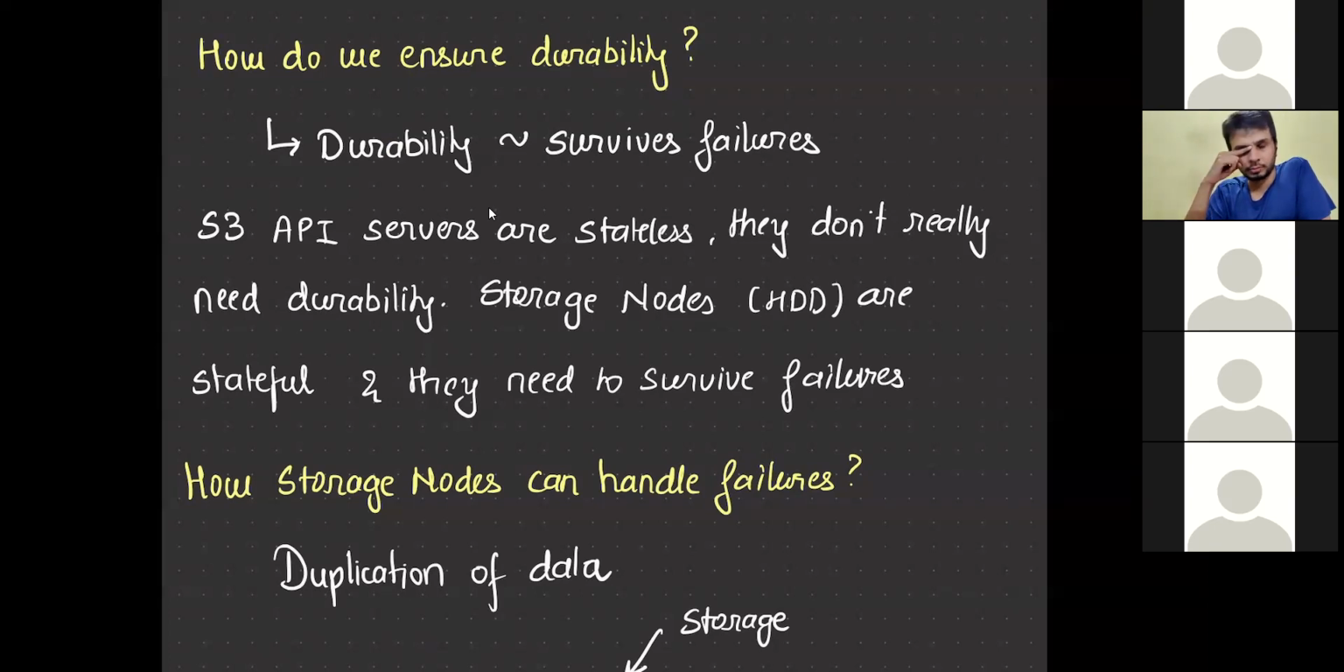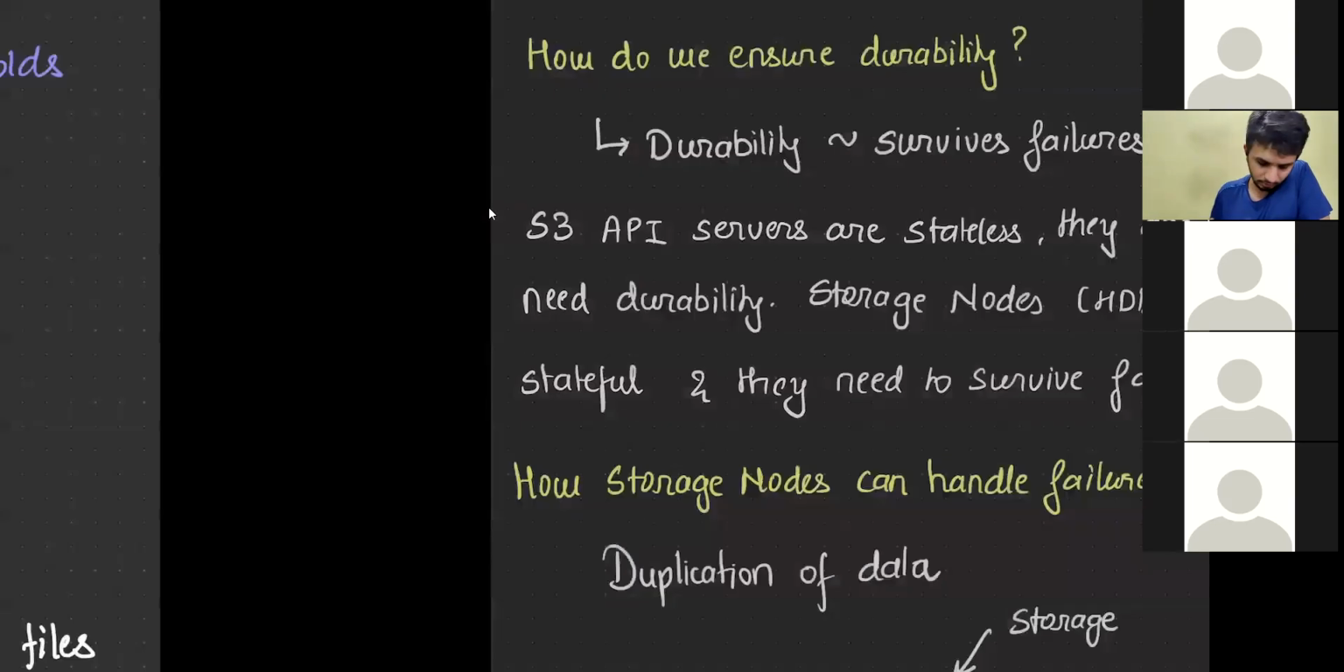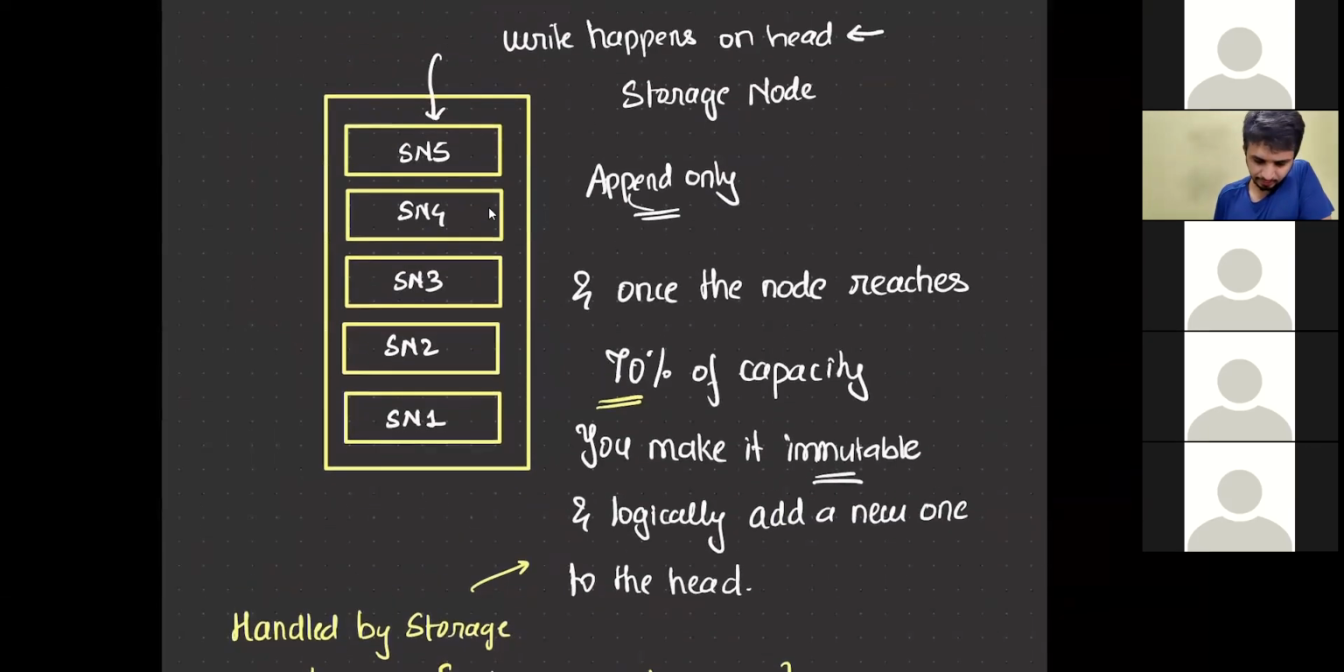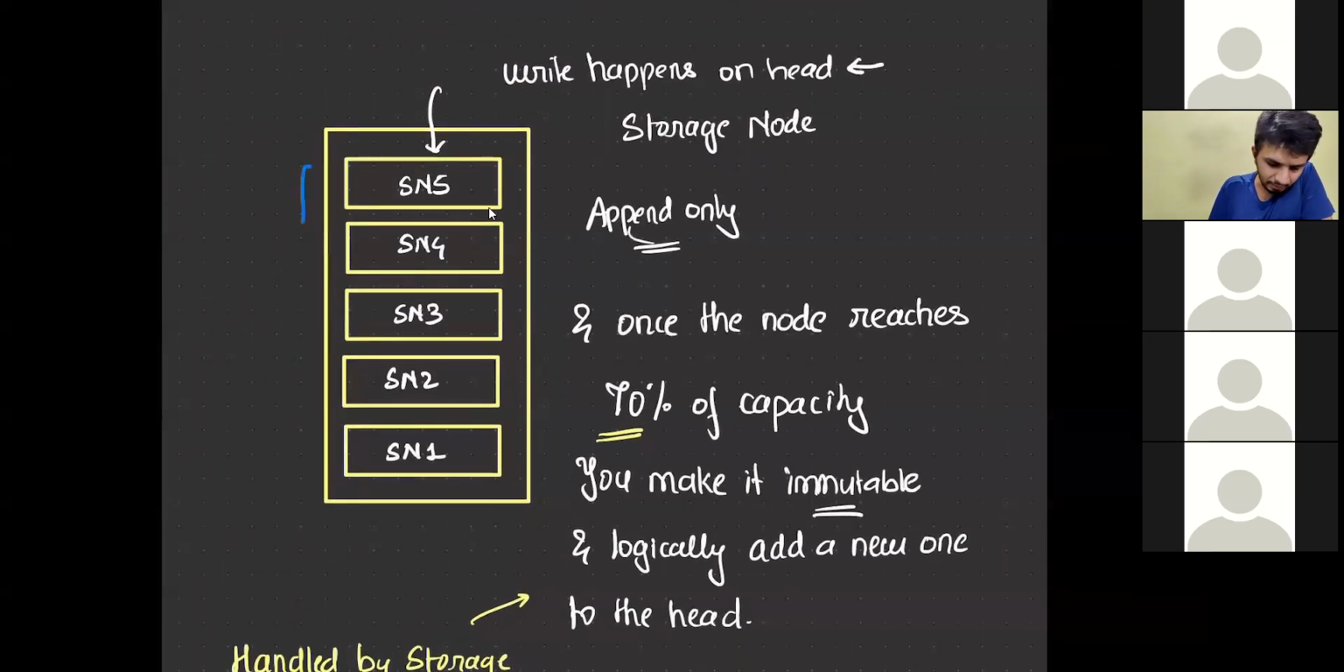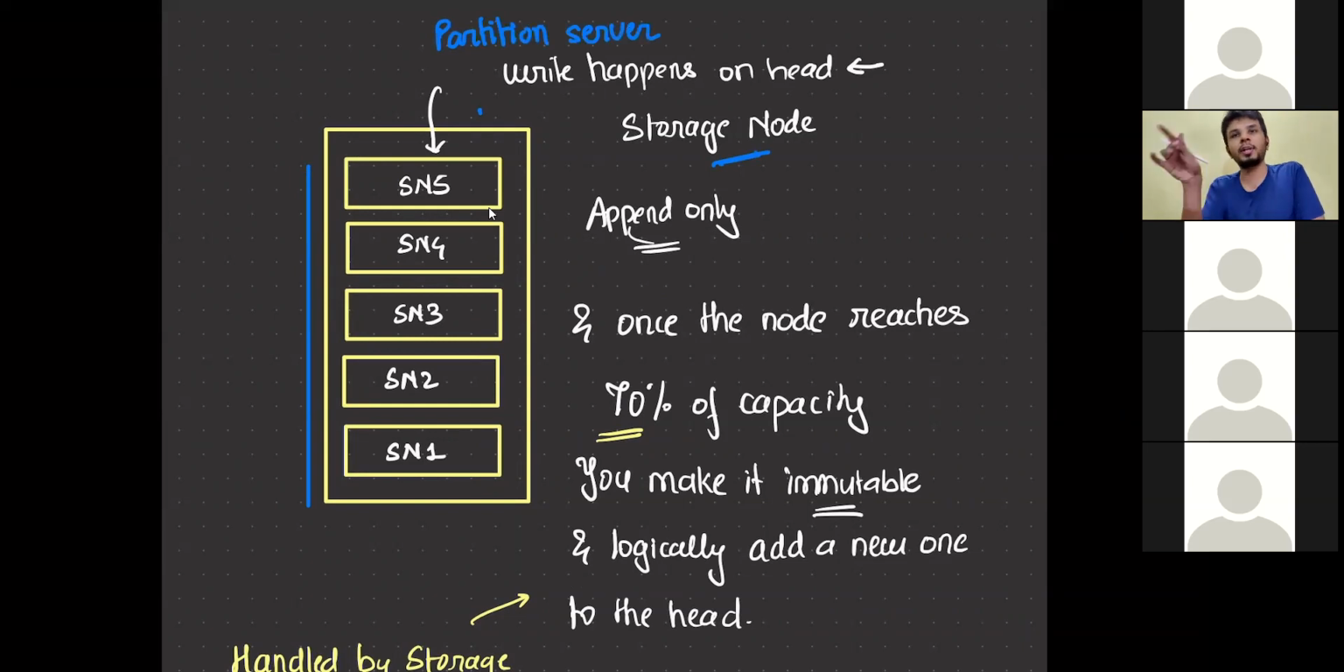Arpit, just one question. How does a partition server detect these many storage nodes where I have to write? So partition server will always write to the head of the list. There is a dedicated pool of storage nodes. So these are my storage nodes, right? My partition server is always writing to the head of the list here. How will it detect that these are there? Well, it will be configured at a place.